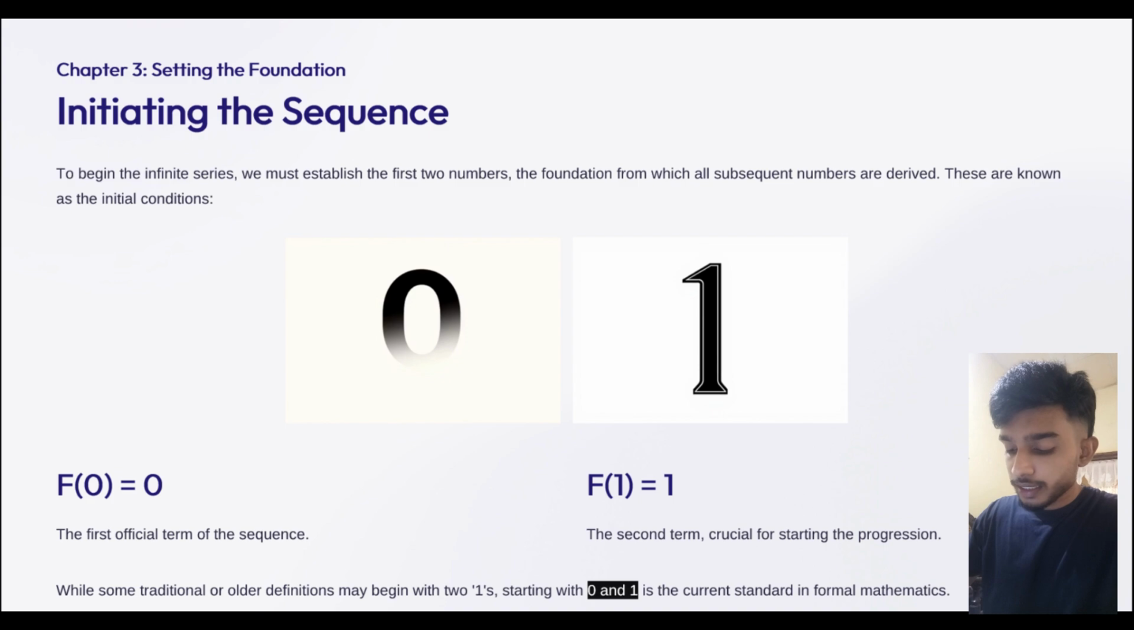Now let's start the sequence. When the sequence starts, you need the first two numbers. They are F0 and F1. F0 is the first official term of the sequence. F1 is the second term.